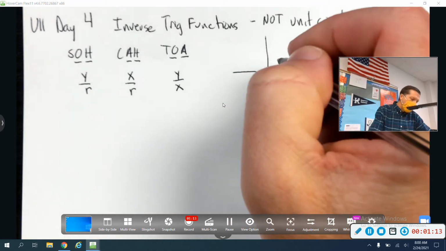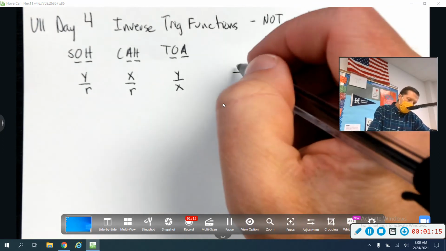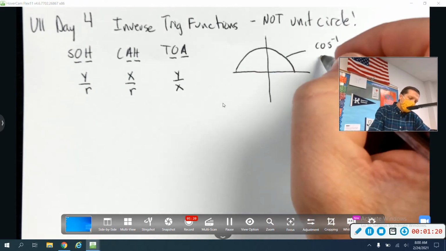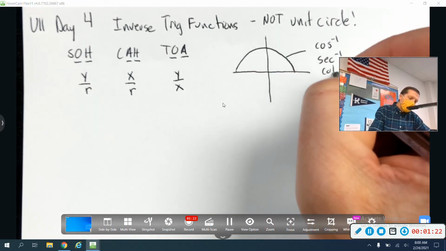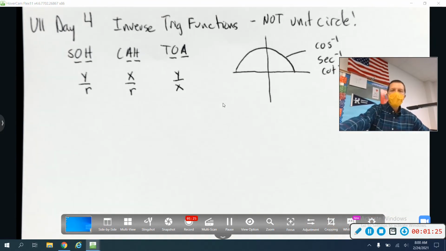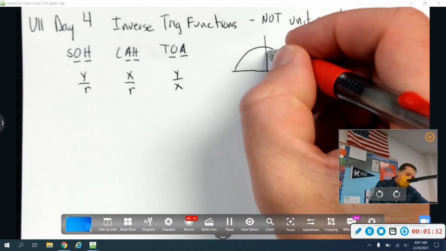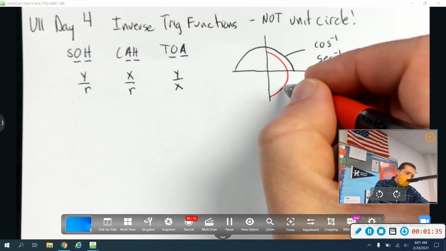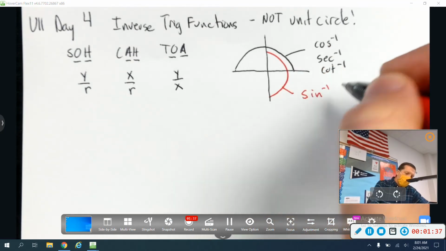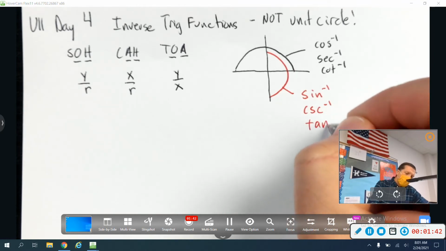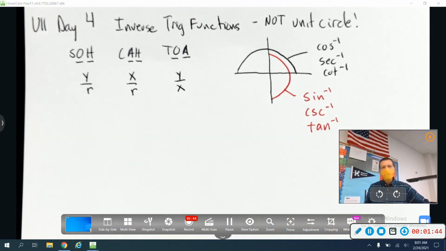And then I'm going to do that picture that I did yesterday, where 1 and 2 is inverse cosine and his friends. Inverse cosine, inverse secant, inverse cotangent come from 1 or 2. 1 and 4 is inverse sine and his friends. Inverse sine, inverse cosecant, and inverse tangent. That's all old news, or at least it should be old news.